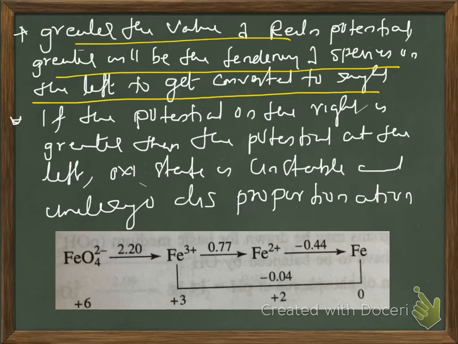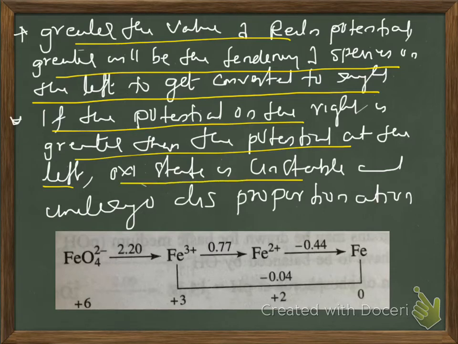And finally, if the potential on the right is greater than the potential on the left, the oxidation state seems to be unstable and it undergoes disproportionation, which we have discussed in the previous class. Disproportionation is a kind of simultaneous oxidation and reduction.